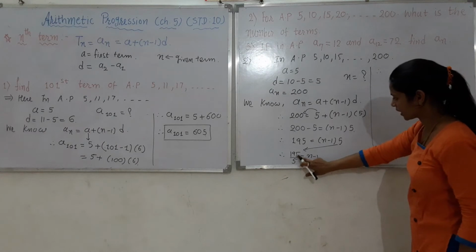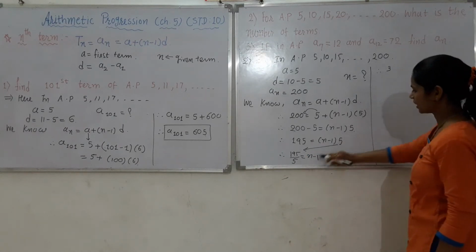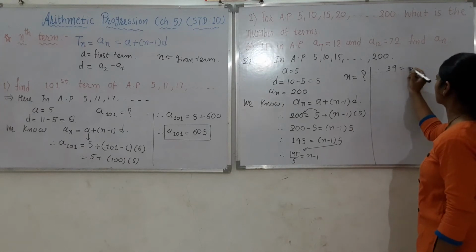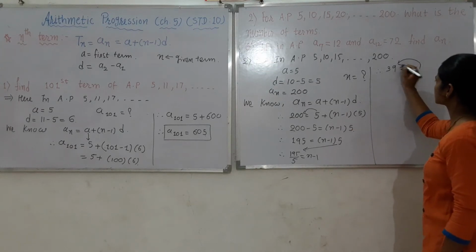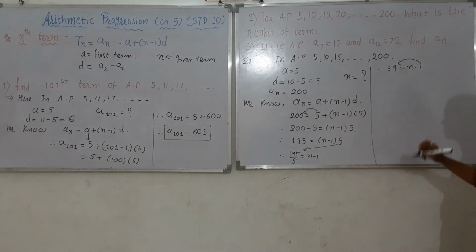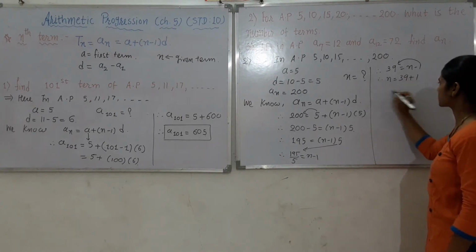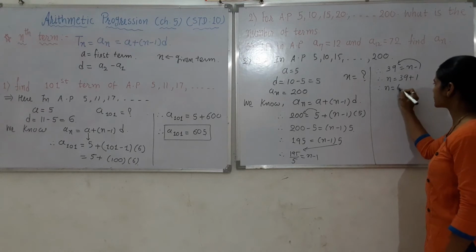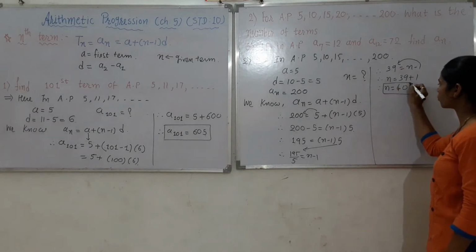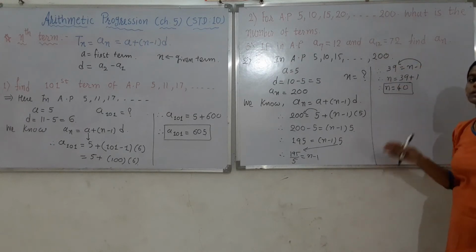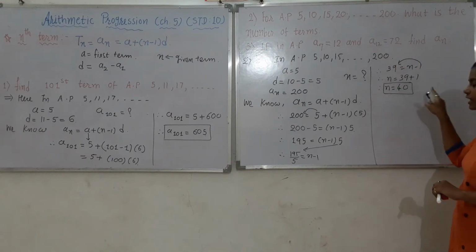So 5 3s are 15 and 4 is left. 5 9s are 45. So 39 is equal to n minus 1. Change side of minus 1, so this becomes a plus 1. That's why your n is equal to 39 plus 1. So your n is equal to 40. That means in the given arithmetic progression, in total you have 40 terms.